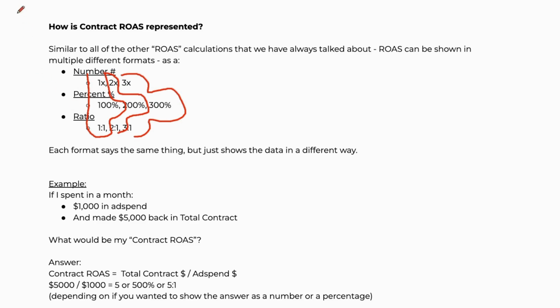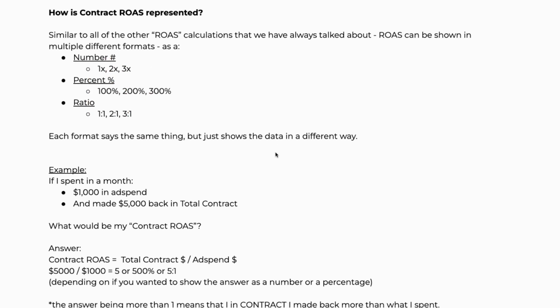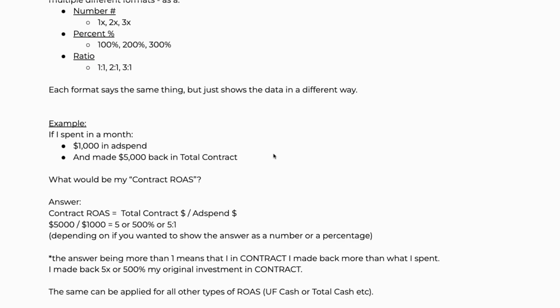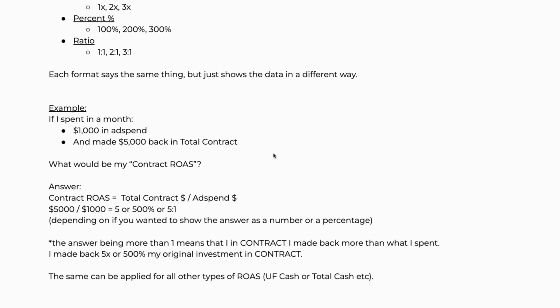As an example, if I spend $1,000 in ad spend in a month and I have $5,000 come back to me in total contract value, my total contract ROAS would be 5,000 divided by 1,000. What that means is that for that $1,000 in ad spend, I was able to get 5 times the return for the contract. And this same type of equation is what we use when we talk about upfront cash ROAS and total cash ROAS. That's what we're talking about.